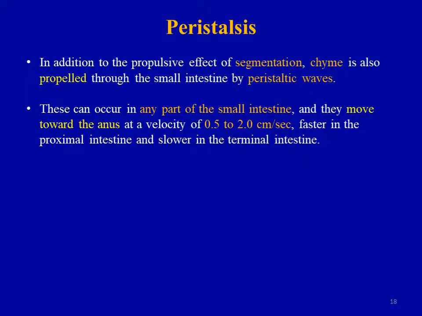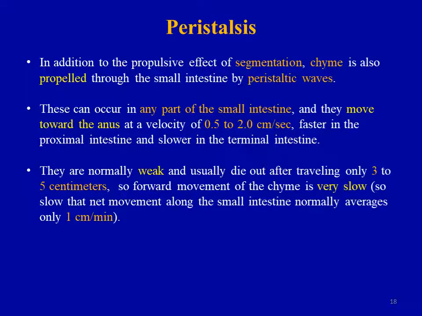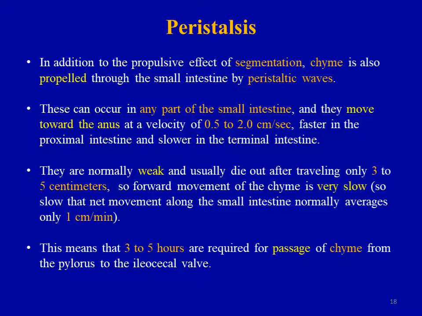These peristaltic waves are faster in the proximal intestine and slower in the terminal intestine, but they are normally weak and usually die out after traveling only 3 to 5 centimeters, so they are short lasting. So forward movement of chyme is very slow, so slow that the net movement along the small intestine normally averages only 1 centimeter per minute, and this means that we need 3 to 5 hours for the passage of chyme from the pylorus to the ileocecal valve.